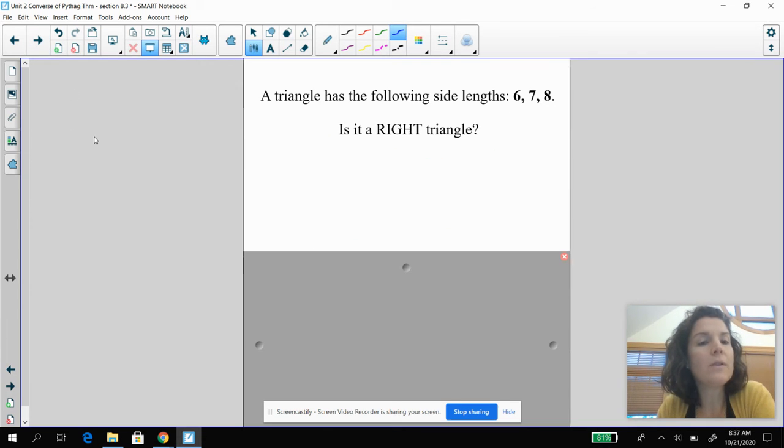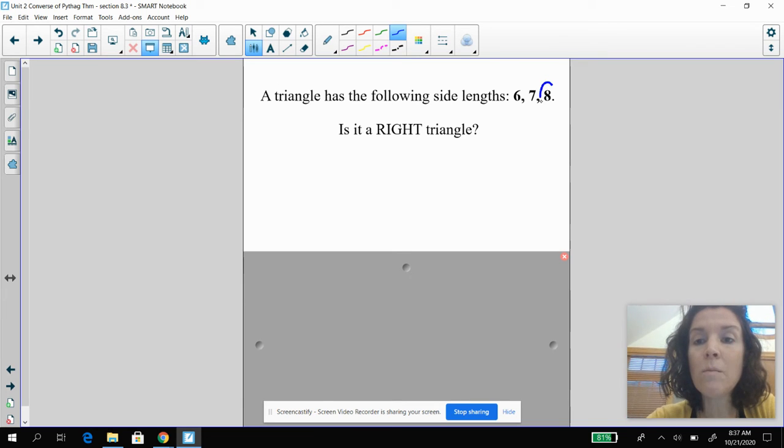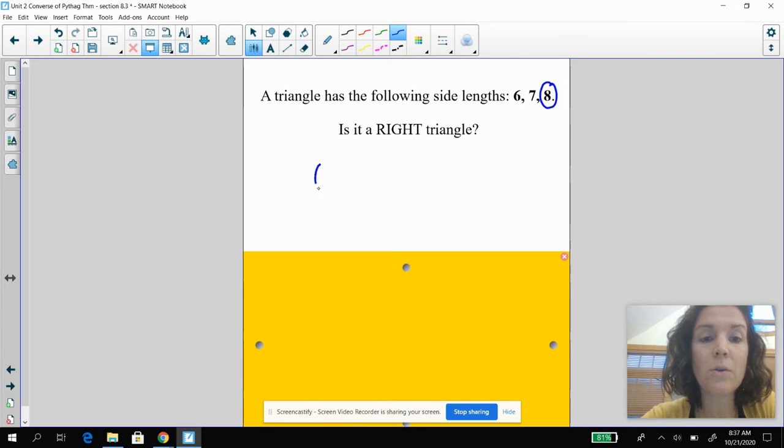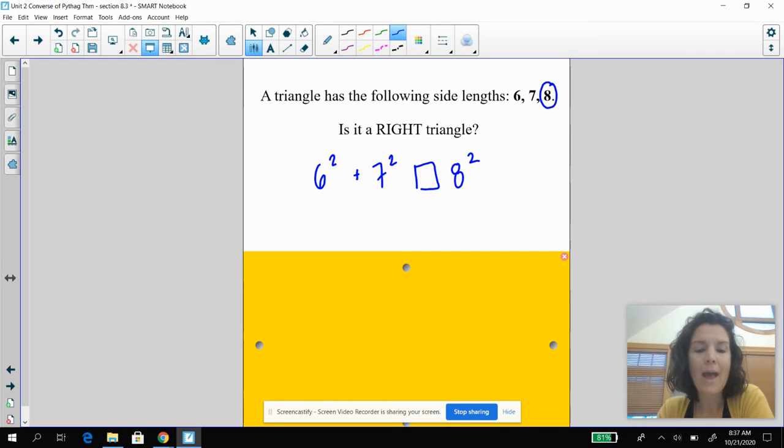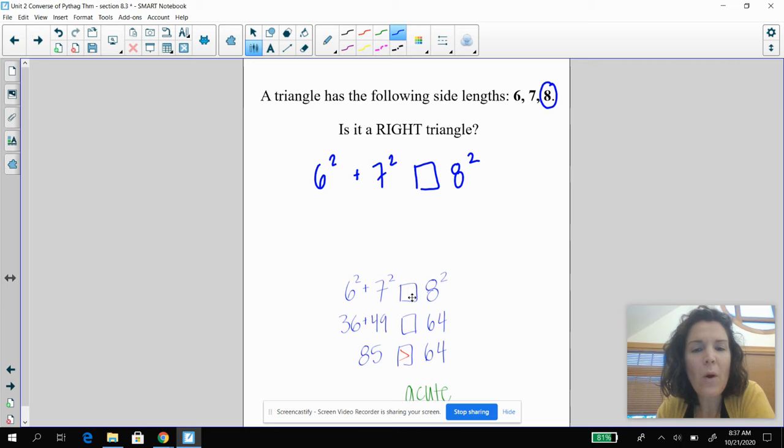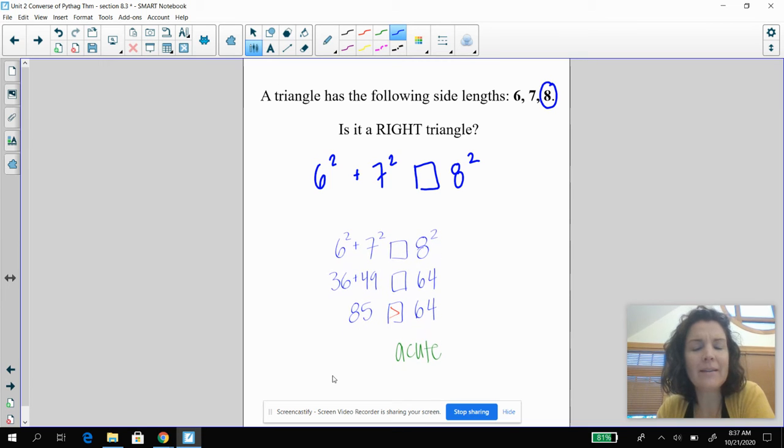So what if I gave you something that looks like this? So now again, we're going to assume that this is our c, our longest side. So we're going to do 6 squared plus 7 squared, and we're going to compare that to 8 squared. Pause the video and then come back and let's see what you get. Okay, we're back. So hopefully you got something like this.